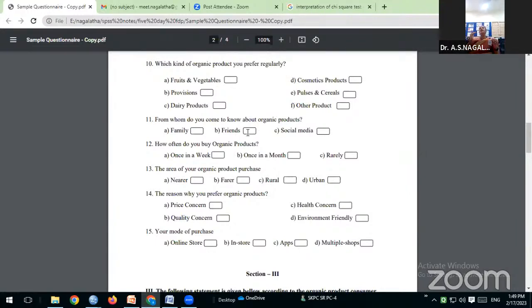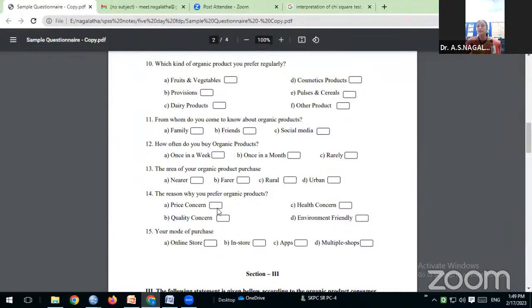So I'm going to give a hypothesis like this: there is an association between gender and knowing the source of organic product. This is my hypothesis. Sometimes your hypothesis must be meaningful. Here I would like to choose another question; instead of knowing the source, I'm going to see the reason why they prefer the organic product. So for the chi-square test, I'm taking this question: whether the reason to prefer organic product is associated with gender.